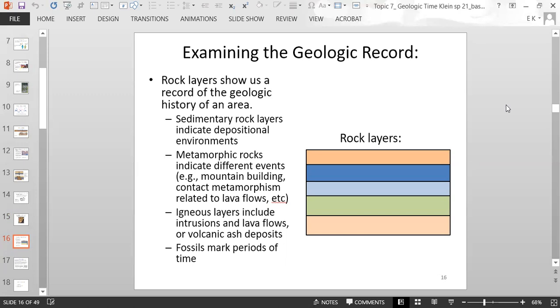But not all of the rocks from all of geologic history are going to be present because you have erosion. So erosion removes a lot of material as well. So we just have to go with what we have available in the rock record. But keep in mind there's a lot of erosion that has removed a lot of the geologic history evidence from different areas.